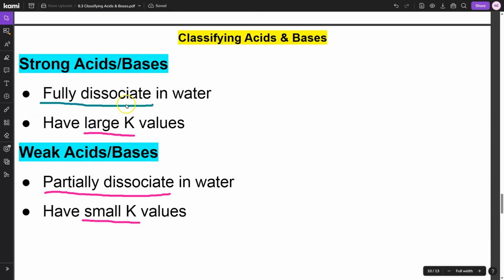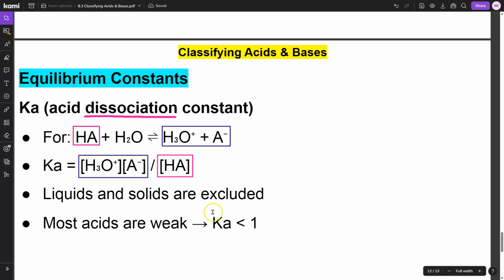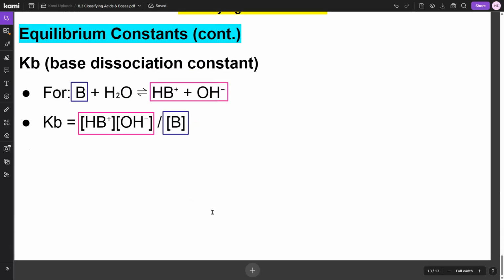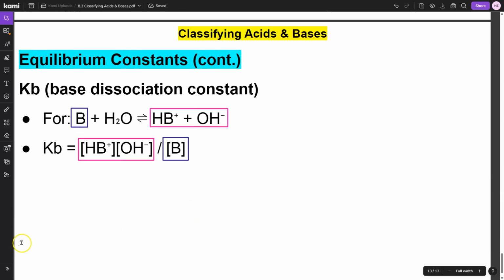strong bases are going to fully dissociate in water. They're going to have large K values. And weak bases will only partially dissociate in water and will have small K values. And that's it. That's how you classify acids and bases.